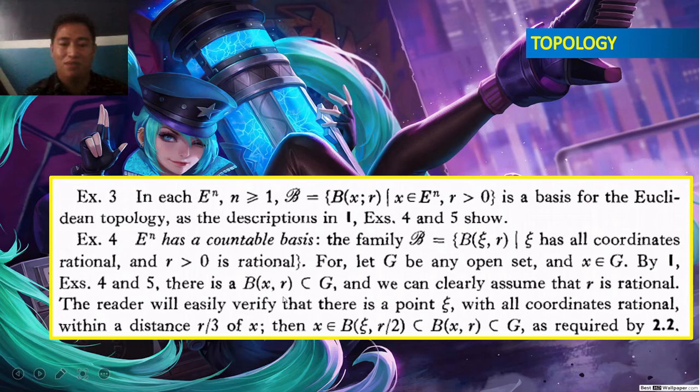So the reader will easily verify that there is a point. So naa tay point nga xi with all coordinates rational within a distance r over 3 of x, then x kay element sa ball nga xi, r over 2, nya kani siya, subset na siya sa ball nga x, r, subset sa G, as required by 2.2. Okay? So, wala na siya.